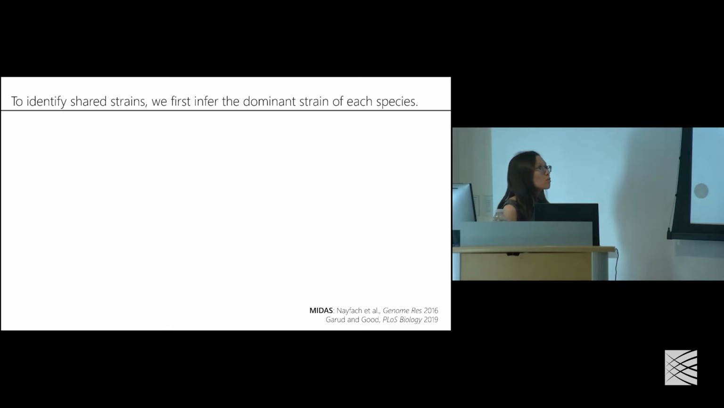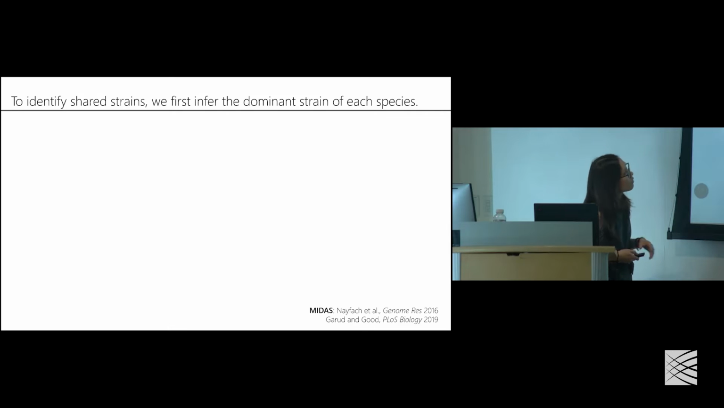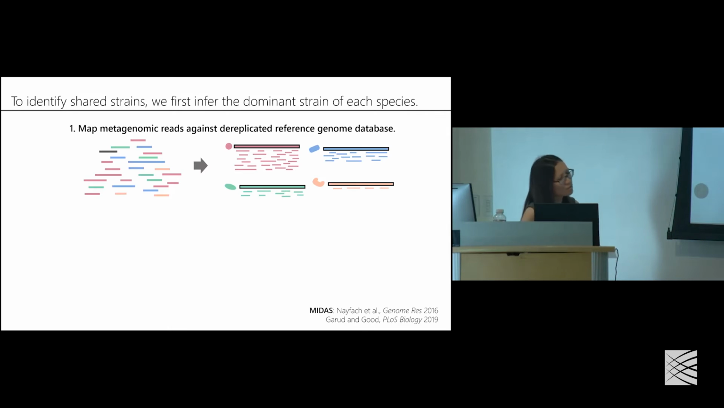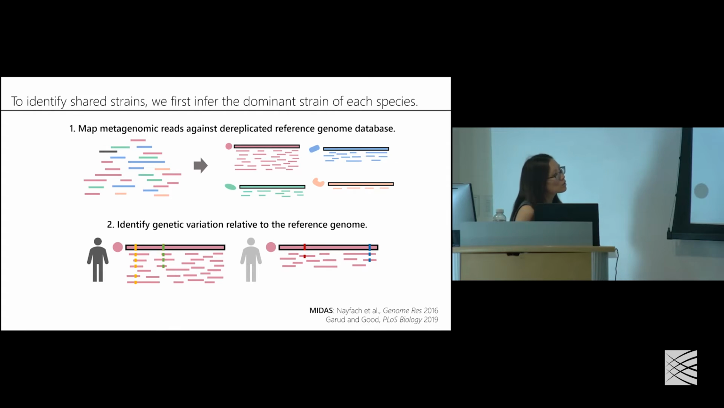All right, so in order to identify shared strains, the first step is that we want to infer for two different people the dominant strain that they have of each species. The methods that I'll talk about today use the MIDAS suite of software tools from Katie Pollard's lab. This methodology has been refined by Nandita Garud and Ben Good, although we've extended these methods as well. And so again, as I mentioned, the first step is to map metagenomic reads against a dereplicated reference genome database. And then we want to identify genetic variation relative to the reference genome.